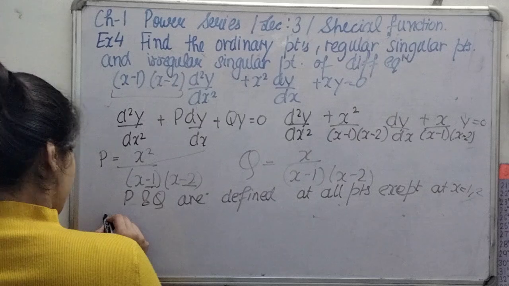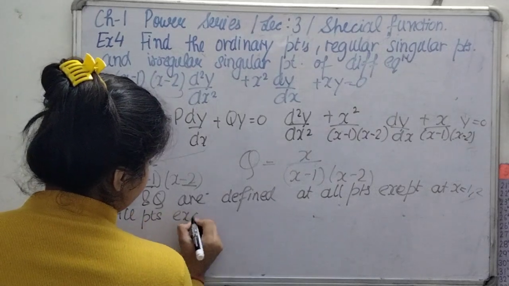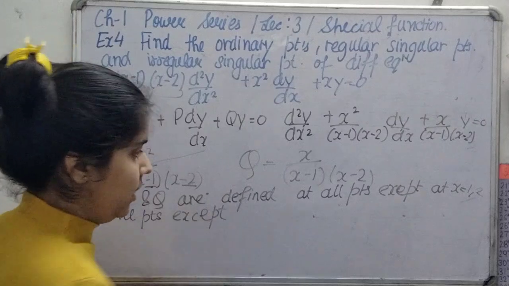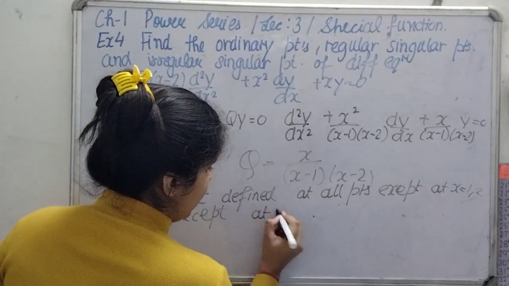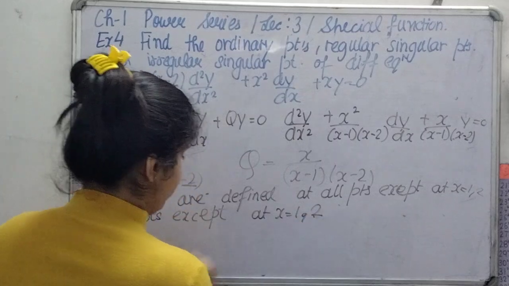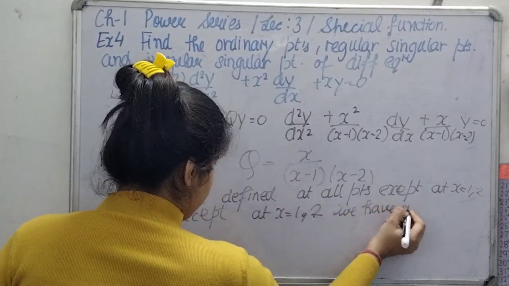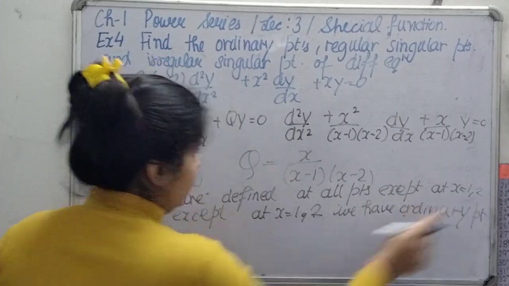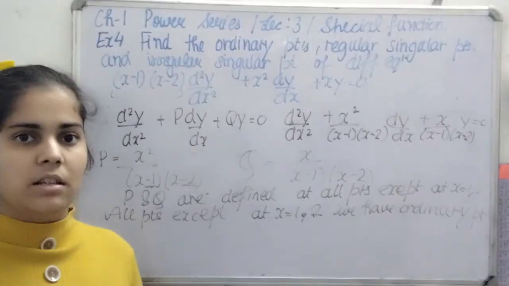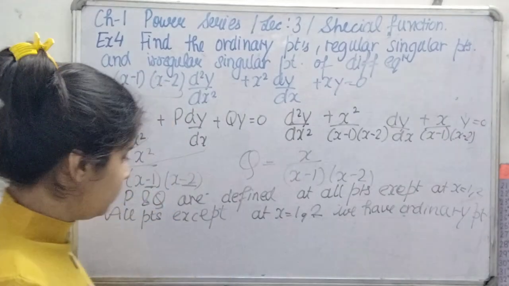So we can say that all points except, because हमें तो analytic चाहिए ना for ordinary point. So at all points except at x is equal to 1 and 2 we have ordinary point. सभी पॉइंट्स पे हमारे पास क्या होगा ऑर्डिनरी. इन दोनों पॉइंट को छोड़ के, क्योंकि because at x is equal to 1 and x is equal to 2 the function is not analytic.